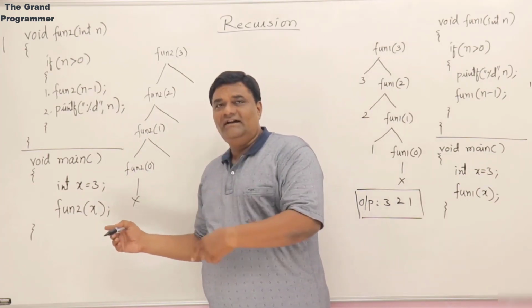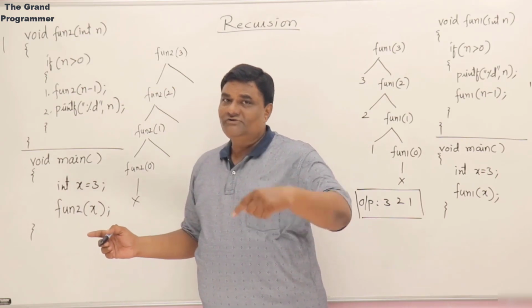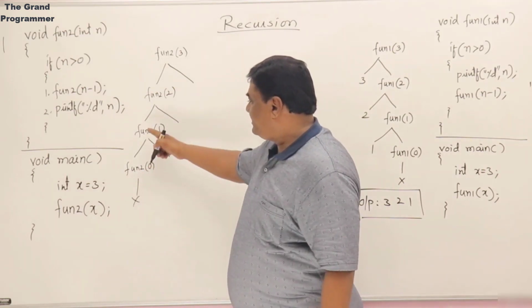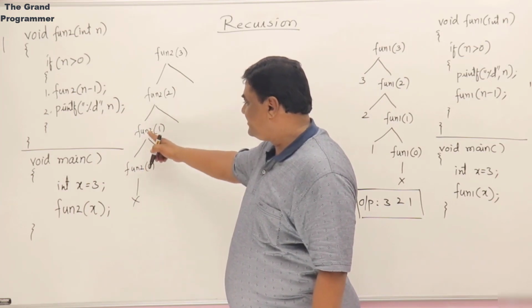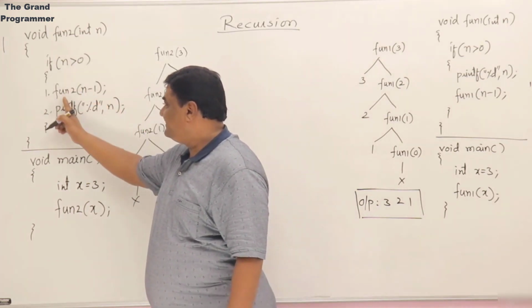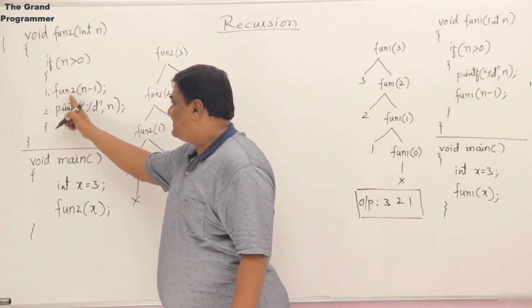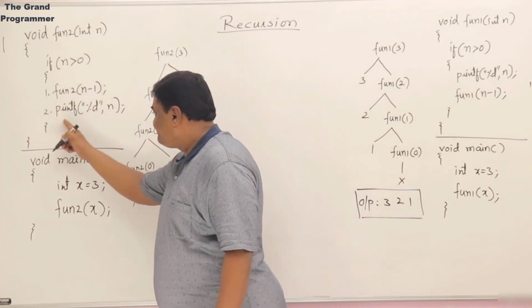Now once this call has terminated, the control should go back to the previous call. So the previous call was this one. It was called from here. So it will go back to this function call in this line. This line was this one. So this has finished. Now the next line is print n.